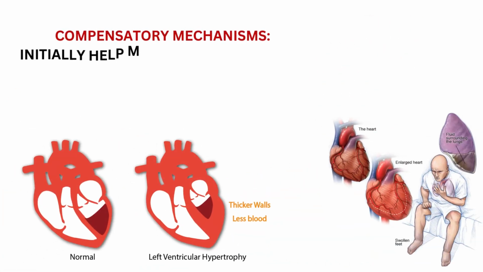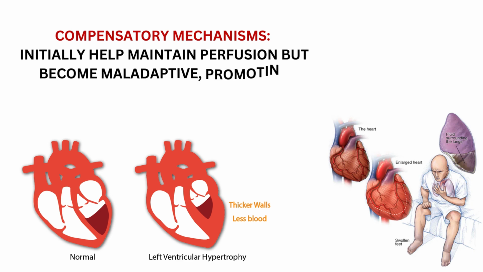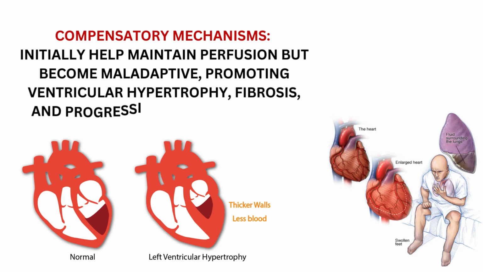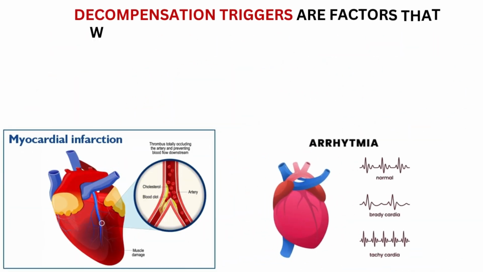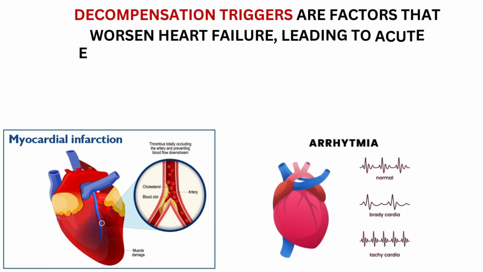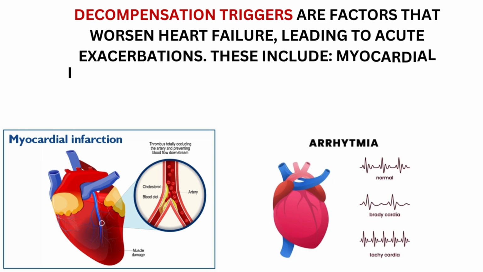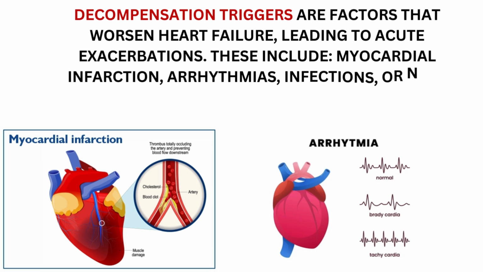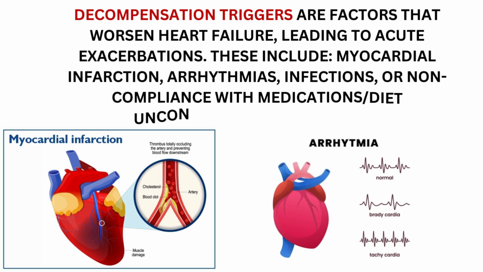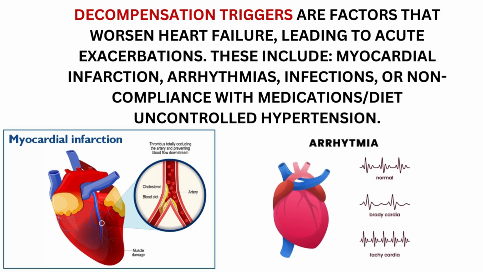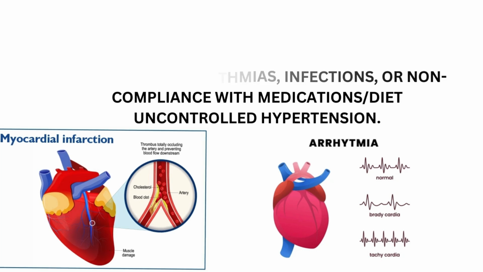Compensatory mechanisms initially help maintain perfusion but become maladaptive, promoting ventricular hypertrophy, fibrosis, and progression to heart failure. Decompensation triggers. Decompensation triggers are factors that worsen heart failure, leading to acute exacerbations. These include myocardial infarction, arrhythmias, infections, noncompliance with medications or diet, and uncontrolled hypertension.